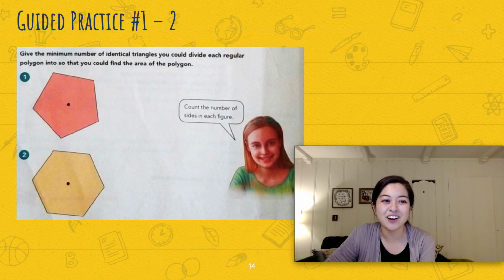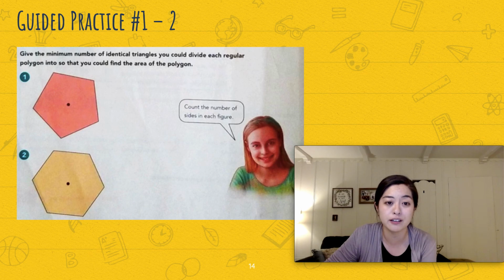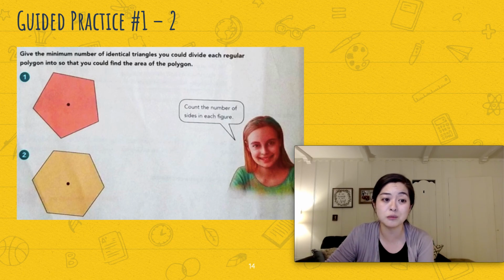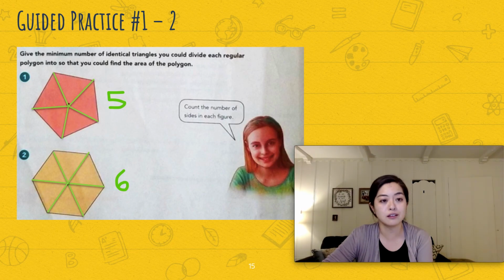Hi again. Alright, it says give the minimum number of identical triangles you could divide each regular polygon into so that you could find the area of the polygon. So look at number 1, that's a pentagon because there are 5 sides. Number 2 is a hexagon because there are 6 sides. So number 1 and 2 should look like this. Basically, what you do is you draw a line from the vertex to the center of the polygon, and you should get the minimum number of equal triangles.